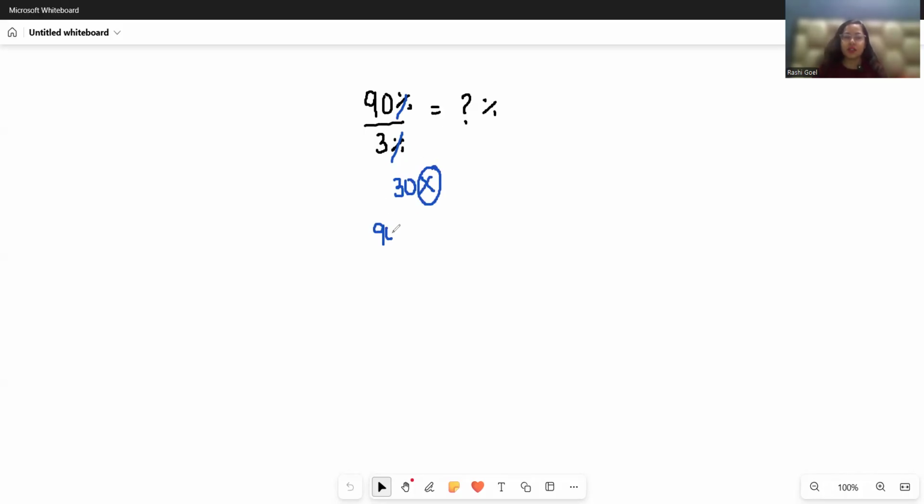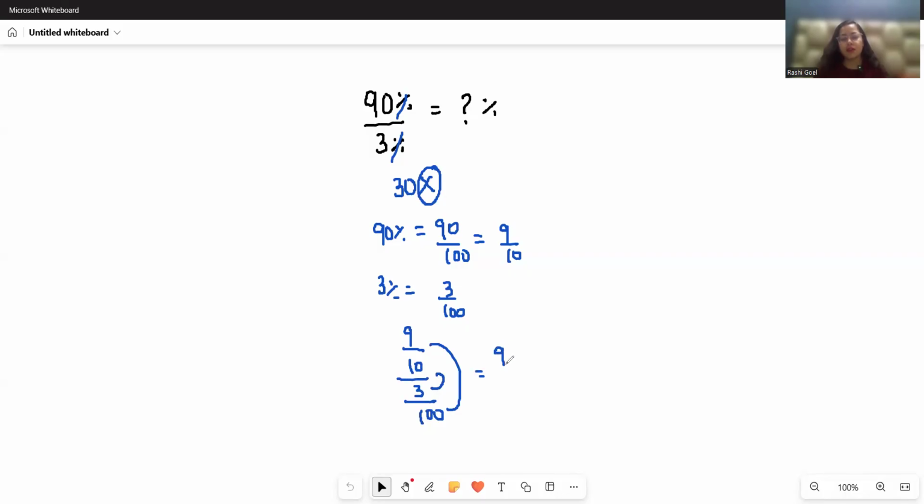So 90% we can write as 90 by 100 or 9 by 10. Similarly, 3% as 3 by 100. So now 9 by 10 divided by 3 by 100. So how can we solve this? It becomes 900 by 3 times 10.